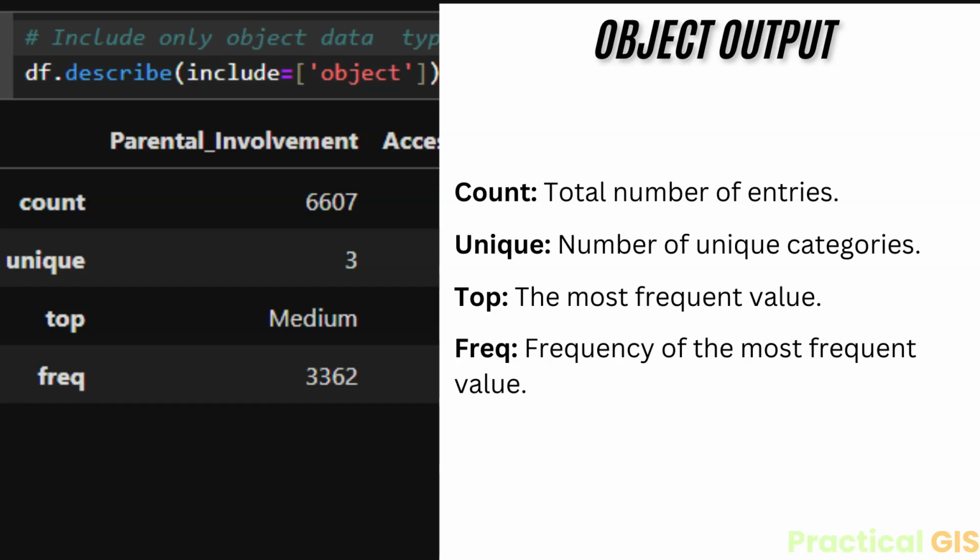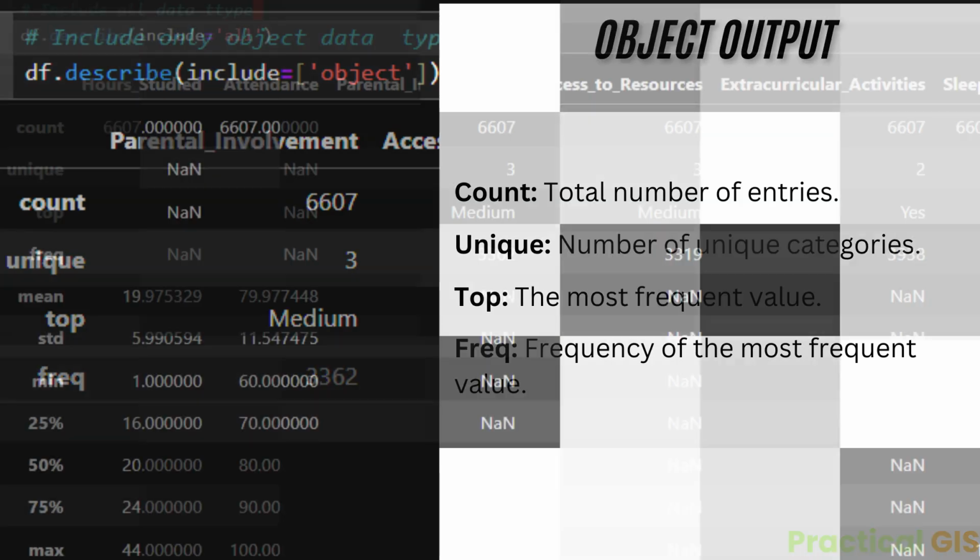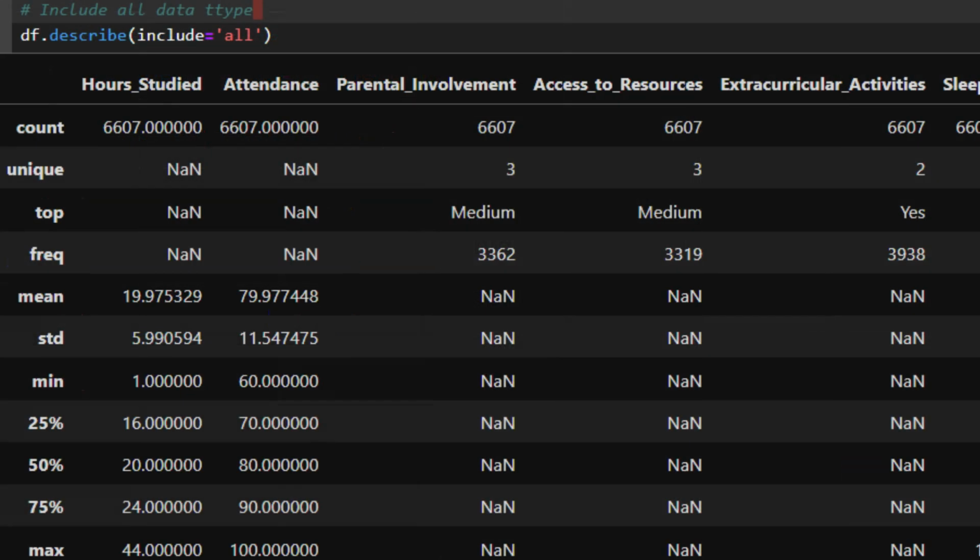They are the count, which gives us the total number of entries in a particular column. The unique row, which gives us the number of unique categories of the column. The top row, which gives us the most frequent value from the column. And then finally, the frequency row, which gives us the frequency of the most frequent value. We can also include all, which will give us the numerical and the categorical columns combined.